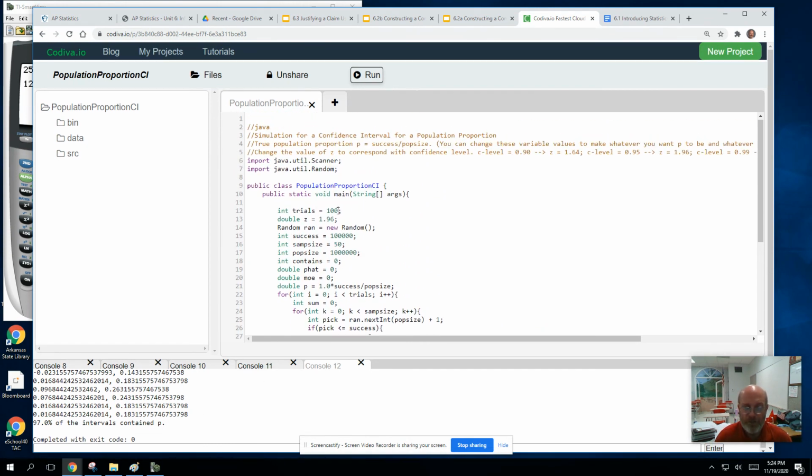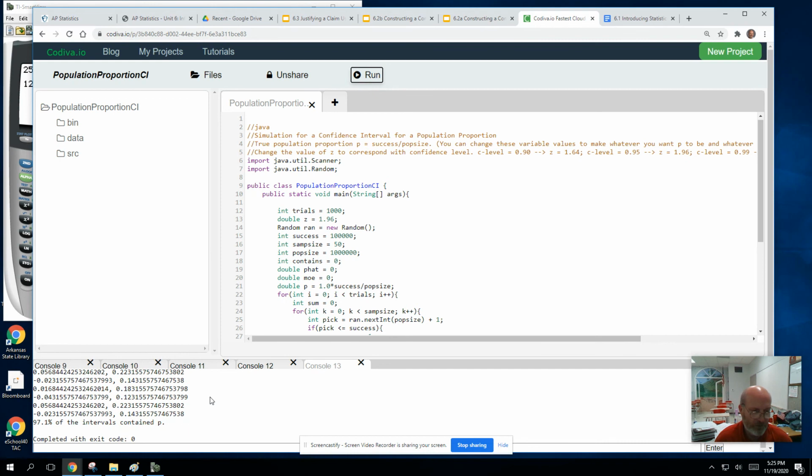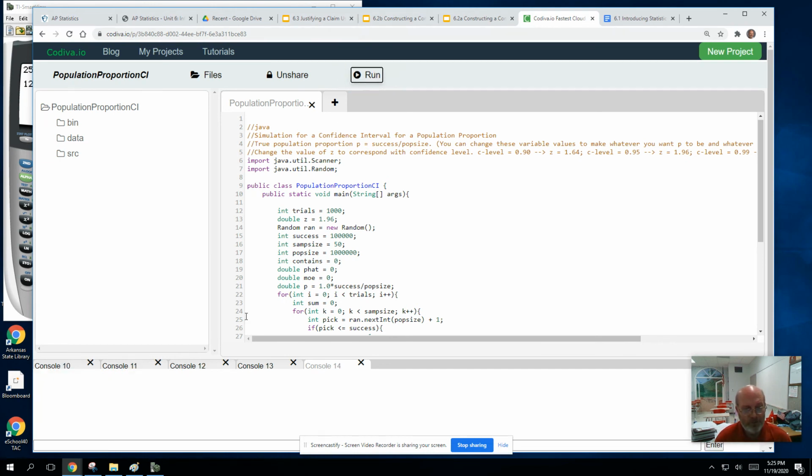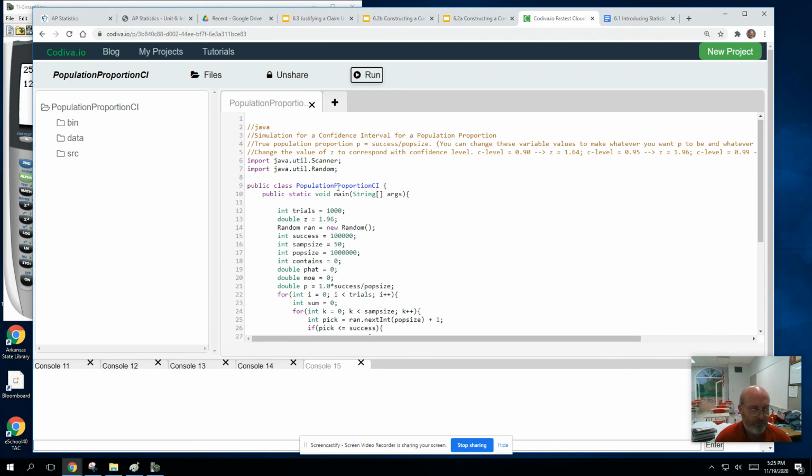Let's try it one more time and just run 1,000 confidence intervals this time. This is free software, so I can't run 10,000 like I would like to. But now we see 97.1% of the intervals contained it. We could do it again, and 97.5% of the intervals contain it.